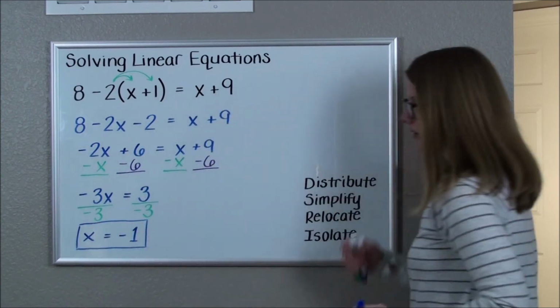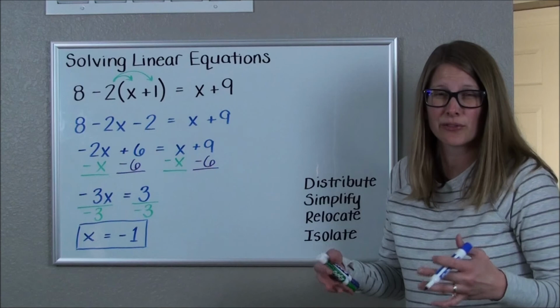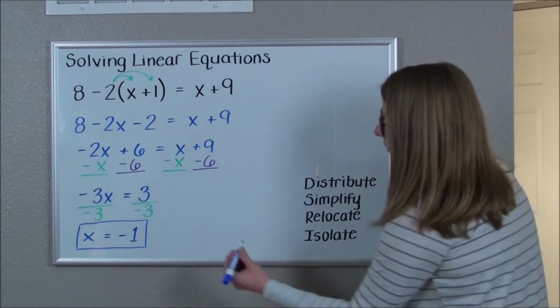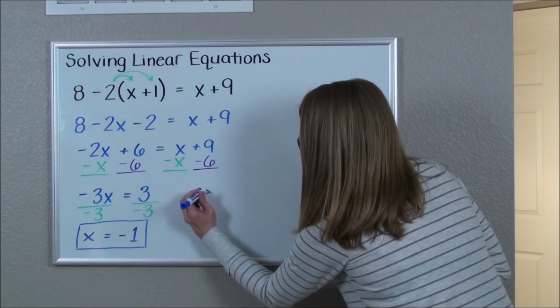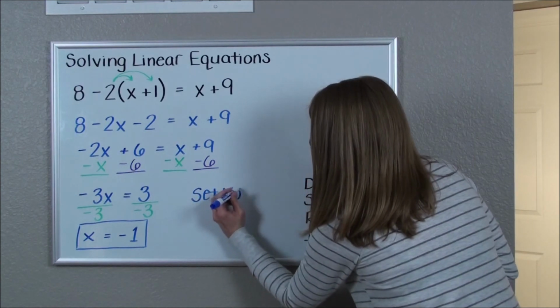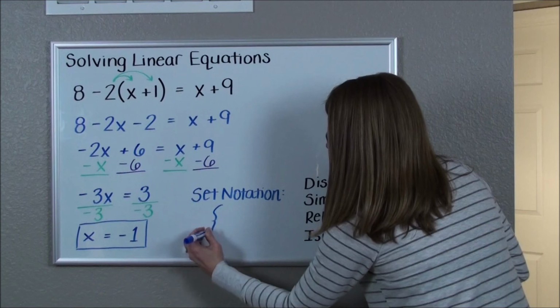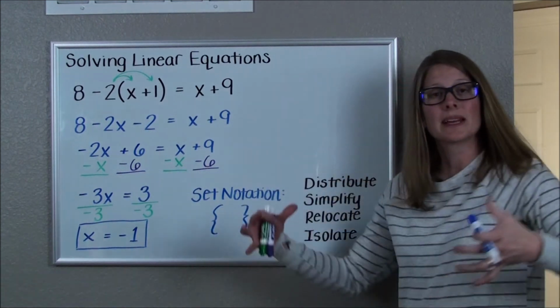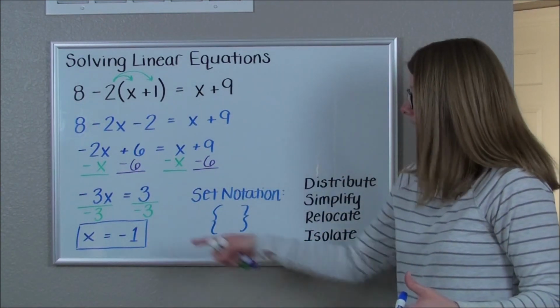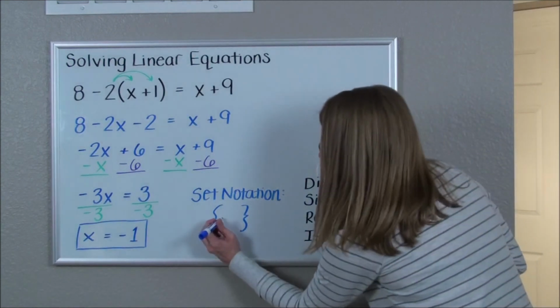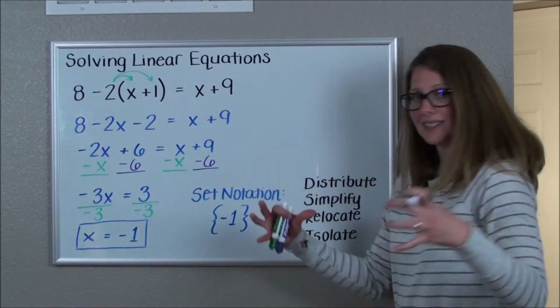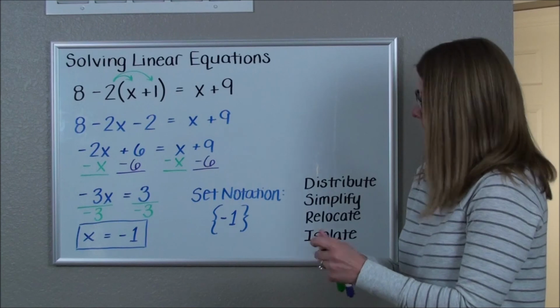But again, in your computer program, they might be asking you for that solution set. And so if they're asking for that set notation, again, you can think set is just those curly braces to say, here's my collection of possible answers. We only had one possible answer, and that was negative 1, so I'll put that in my set notation.